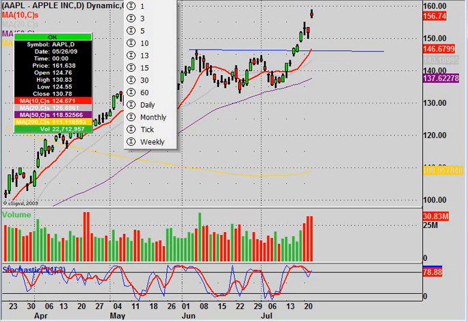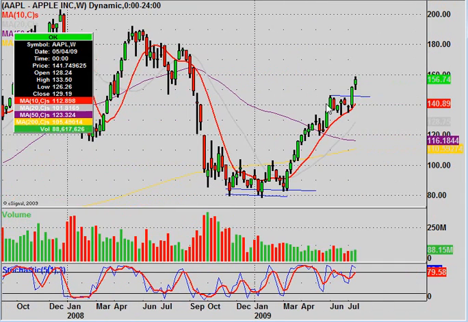Now let's hop over to the weekly chart, and this is what I'm going to use. Remember, this is our support here.